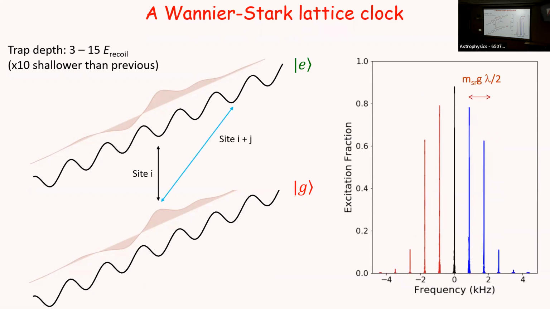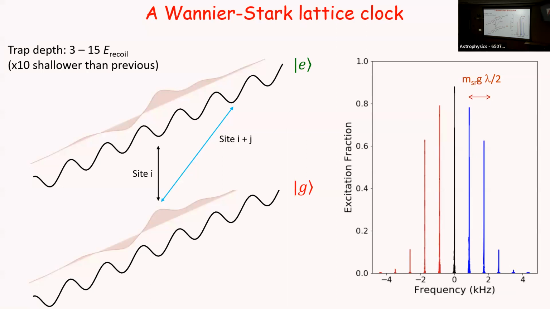Those are, in fact, experimental data. This is just showing you that when you go to even just a few recoils, the coherence time is incredible. Those are very, very narrow transitions. And the spacing between those is the strontium mass times gravity times lambda over 2.